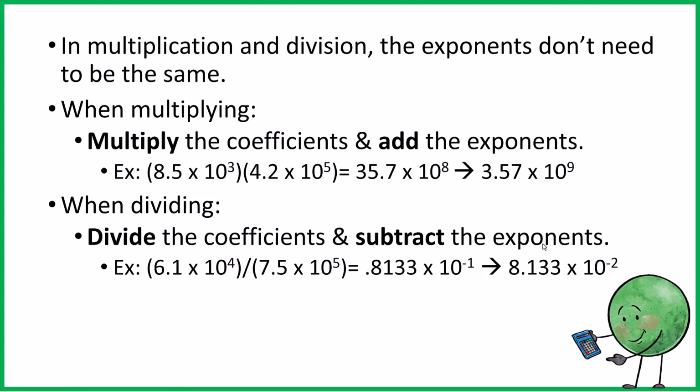And I always tell my students to remember LIRD, and that means that when you move the decimal to the left, it increases the exponent. When you move the decimal to the right, it decreases the exponent. So LI, left, increase, RD, right, decrease. So here we moved to the right, and that's going to decrease our exponent because -2 is less than -1.